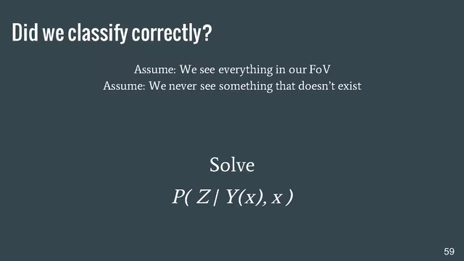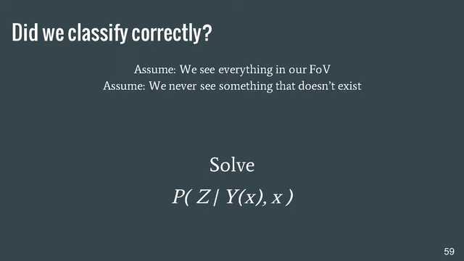So now we need to talk about if we classify it correctly. Okay, if we can solve this equation, what's the probability that our classification's right? So for now, we're going to make two simplifying assumptions. They're going to remove two of the problems that we had before, and don't worry, we'll relax them later.